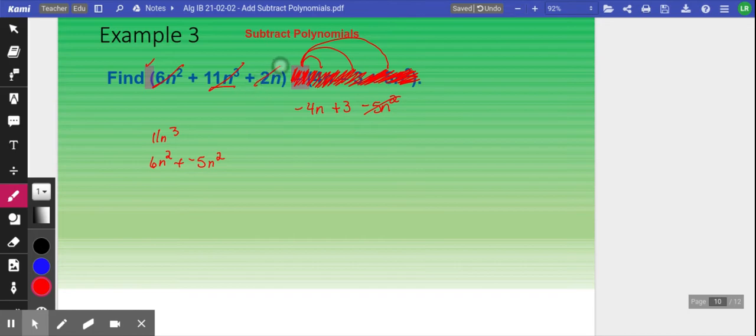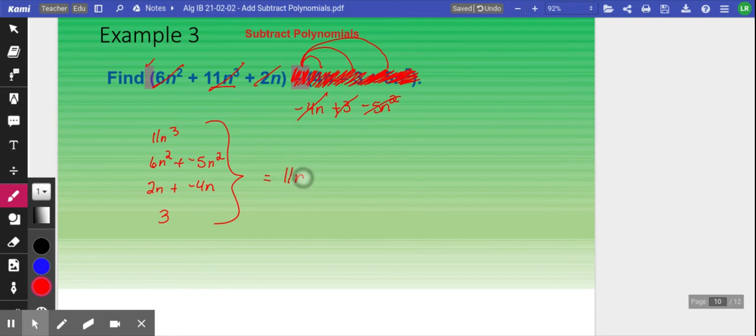We have our n's. We have 2n plus negative 4n. This is where I talk about make sure you're crossing things off. I still have that plus 3 at the end. And sometimes that will get forgotten because it's in that second half and we kind of lose sight of it. So let's add these together.